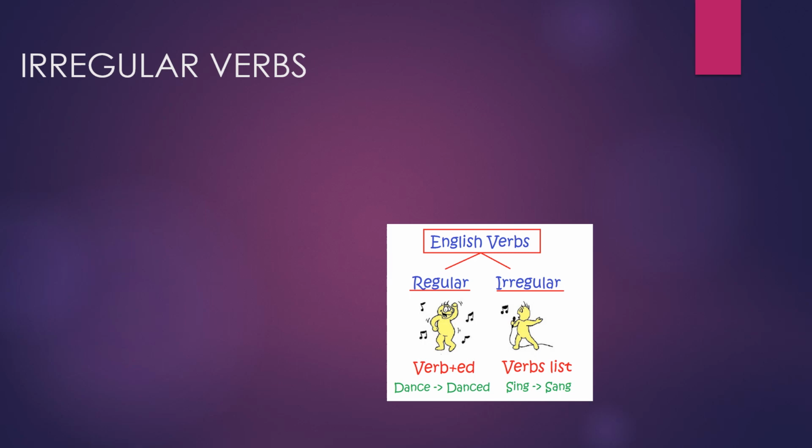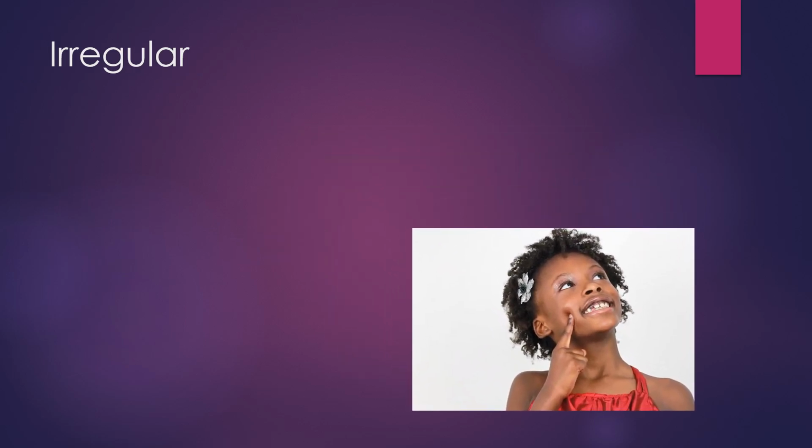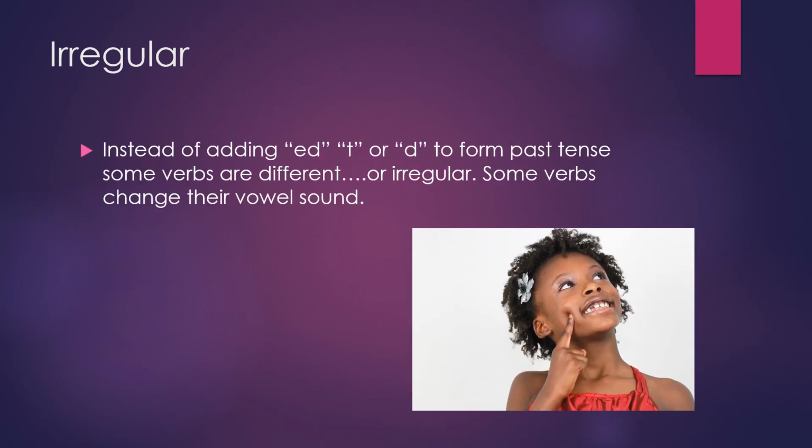And now we move on to irregular verbs. Past and the past participle. So what are irregular verbs? Can anybody guess? What are irregular verbs?